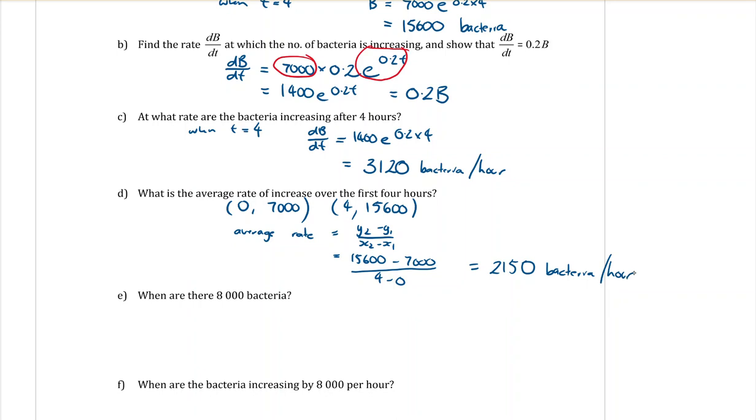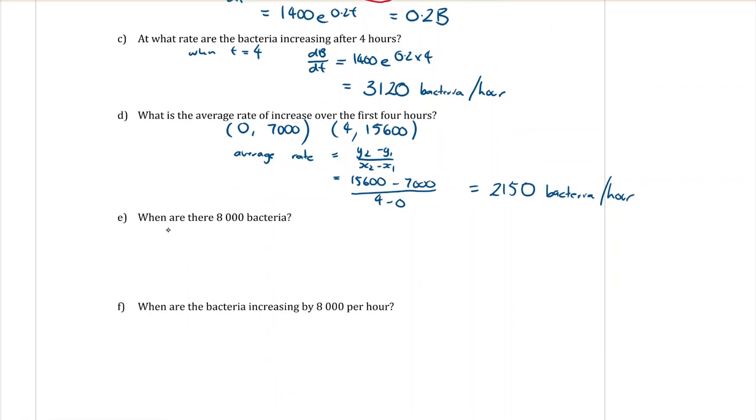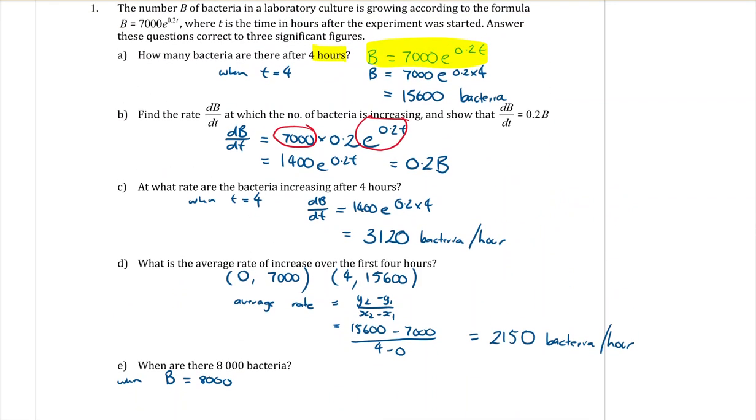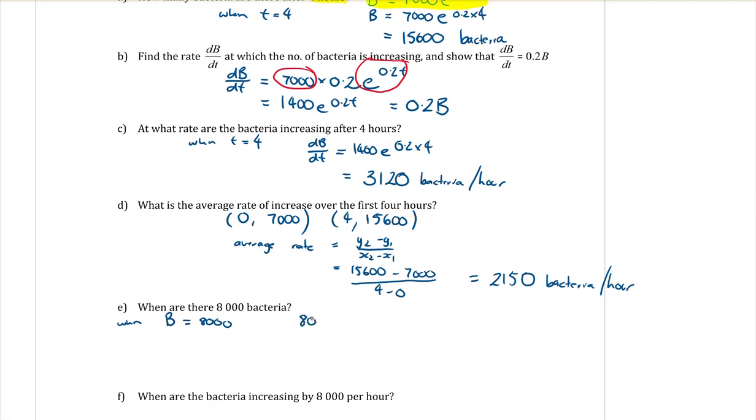Part E, when are there 8,000 bacteria? So I'm wanting to make the number of bacteria, which is B, equal to 8,000. And if I ask when, that's asking you to find the time. At what time is it going to get to 8,000 bacteria? So into our original one up there in yellow, subbing B is 8,000, I will get 8,000 equals 7,000 e to the 0.2 t.